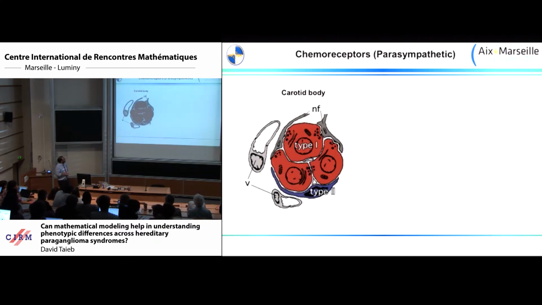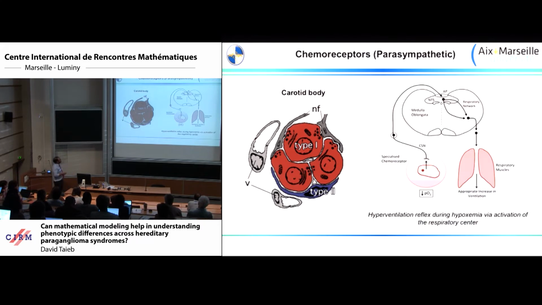Some of these paraganglia are closely related to the parasympathetic nervous system, and the prime example of these paraganglia, which act as chemoreceptors, is the carotid body. The carotid body is a small structure completely embedded in the wall of the carotid artery, and it is able to detect the concentration of oxygen within the blood. When there is hypoxemia, the carotid body is involved in a reflex that acts on respiratory muscles to induce hyperventilation in order to compensate for the hypoxemia and to restore oxygen concentration.